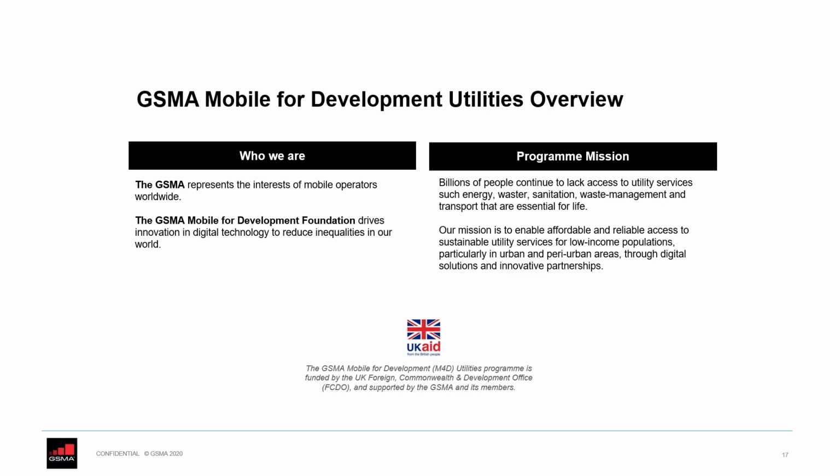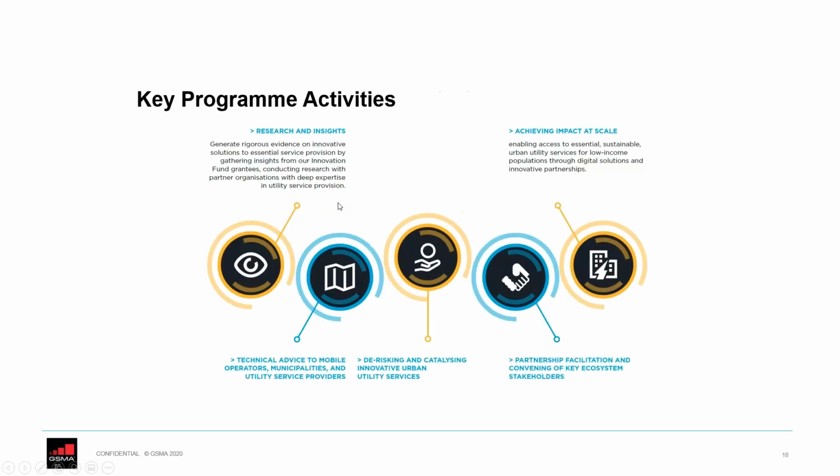So if we go to the next slide, and sorry, these are a little bit small here, I'm seeing. Apologies for that. In terms of how we do that work, one of the main activities in the middle there is de-risking and catalyzing innovative utility services. We've been doing this for the last 8 years through an innovation fund where we've given grants for organizations to trial and scale these models.